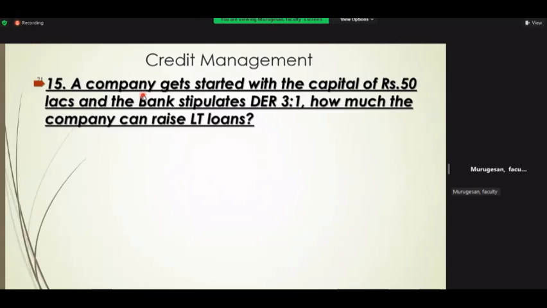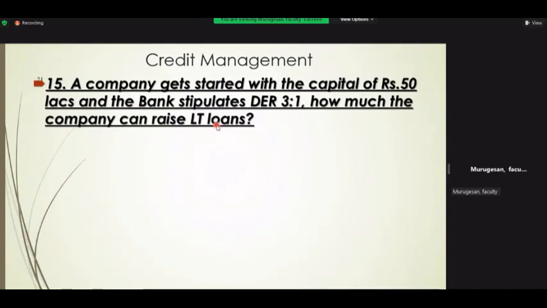Okay, friends, now you look at the question. A company gets started with a paid-up capital of 50 lakhs. And the bank stipulates, every bank will stipulate, a debt equity ratio of 3. They will not say 3 is to 1, they will just say 3. So the equity will be 1 time, debt will be 3 times. Sometimes this is a new way; they will only say 3. They will never say 3 is to 1. Okay, understood? Now, how much long term loan can the company raise?